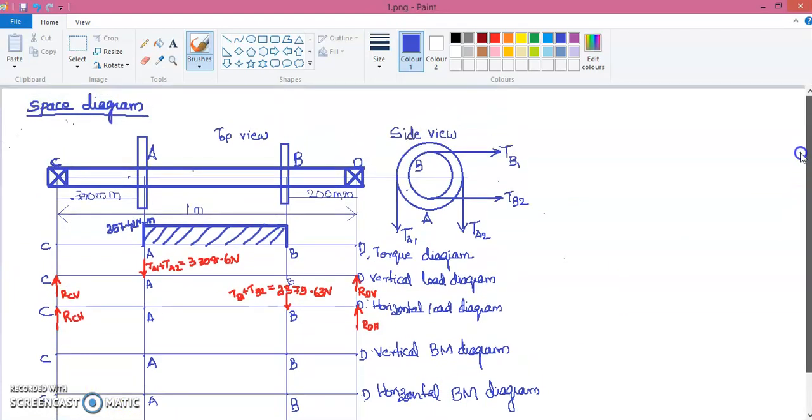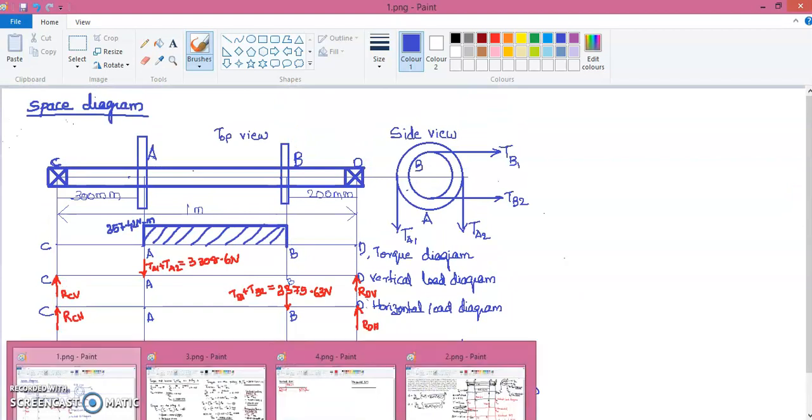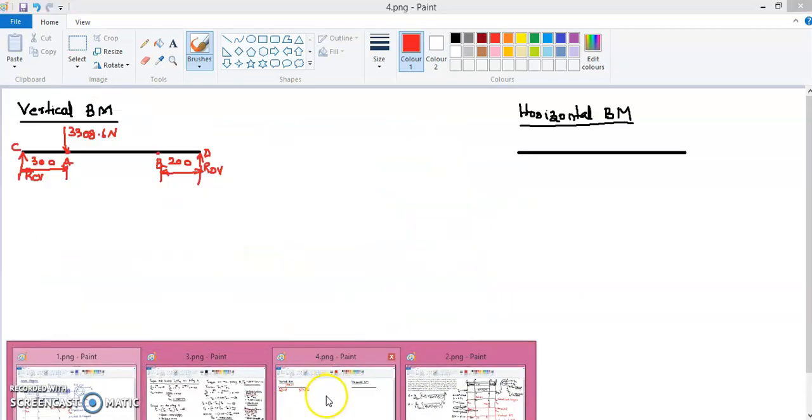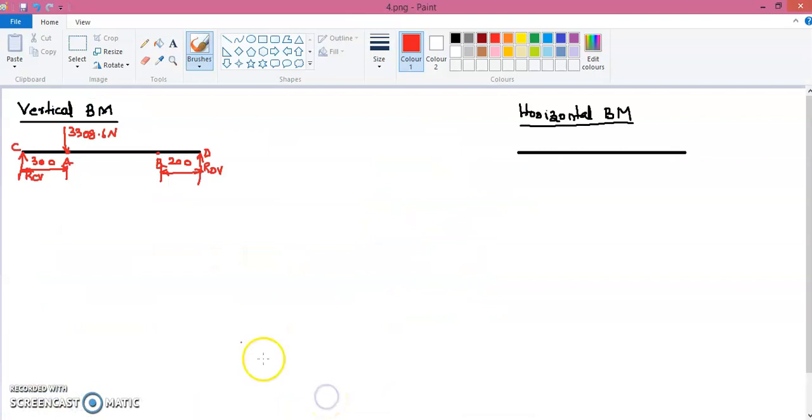So let us do this calculation. I'll take a separate sheet. We have to take a new page, and you have to do the calculation on a different page. So first let us calculate this vertical bending moment.